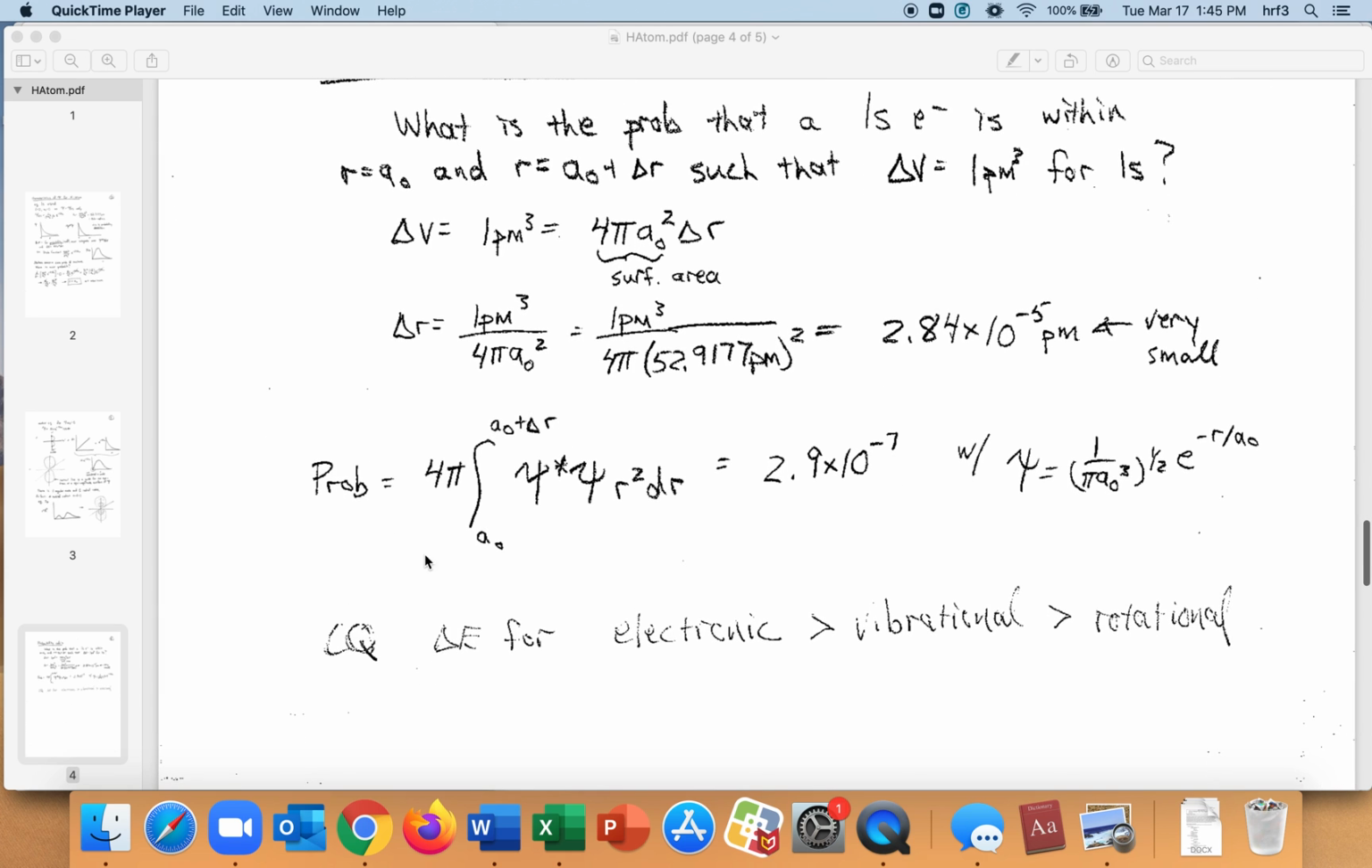But then probability, we've got 4 pi from the angular part, the integration of sine theta d theta d phi. And then from a naught to a naught plus delta r, you can integrate psi star psi, and then r squared dr is your volume element for the radial part. And when you integrate that, you get 2.9 times 10 to the minus 7. So that's like 3 billionths, 3 out of 10 million are your chances that you're at that Bohr radius within 1 cubic picometer. And if you want to check that yourself, you can pop that in there.